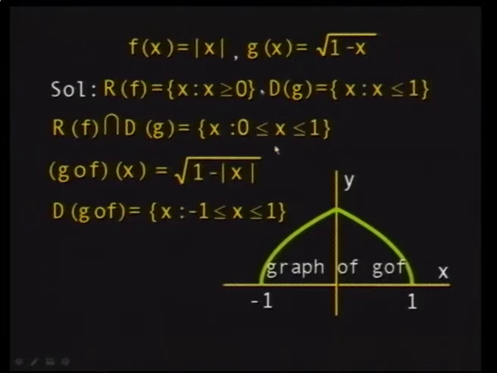Or a better way of doing it is that you just write G circular F to obtain the square root of 1 minus mod x. And then you investigate the domain of which is -1 and 1. And then you intersect this with the domain of the inner function. Here the domain of f of x, mod x, is R. So the intersection of this with R gives you the same value, which is the domain of the composition.